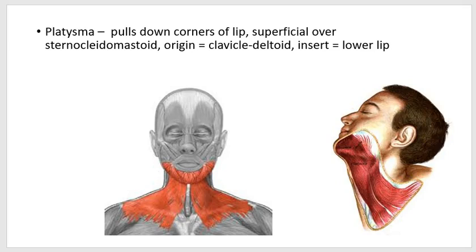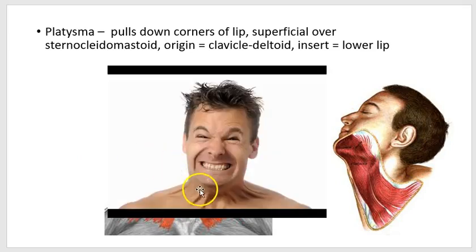The next muscle is the platysma. So the platysma is a very superficial muscle and covers a lot of the other neck muscles, and it comes from down here on the clavicle deltoid region and inserts up here on the lower lip. This muscle allows you to pout. It pulls down the corners of the lip, and you can flex it really hard by pulling down those corners of the lip, and you can even see it pop out. So this guy, you can see his platysma on either side stretching tight.